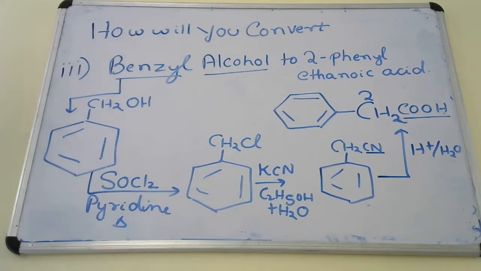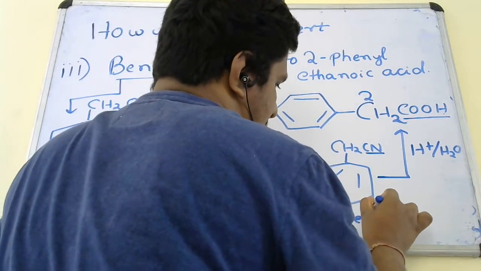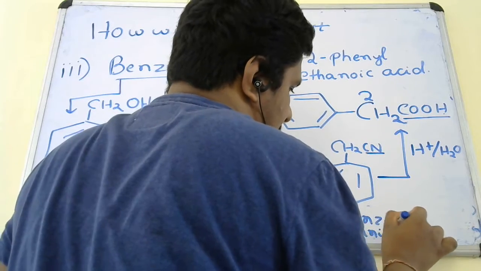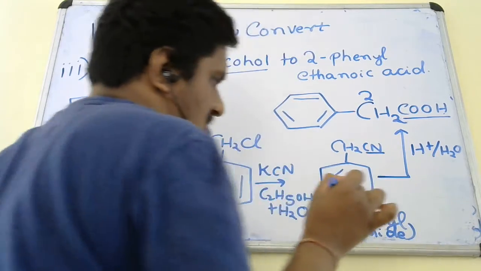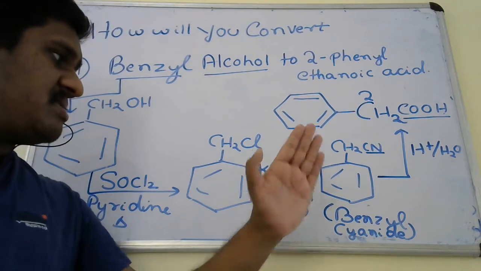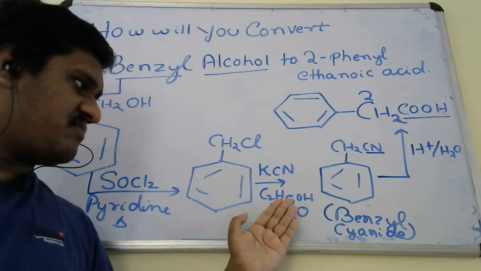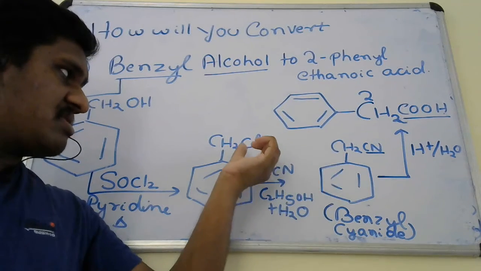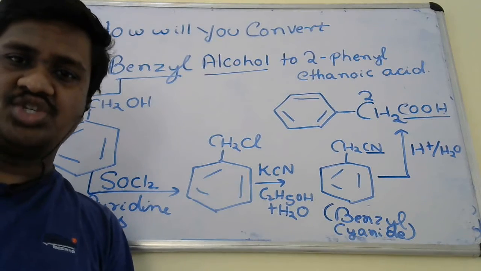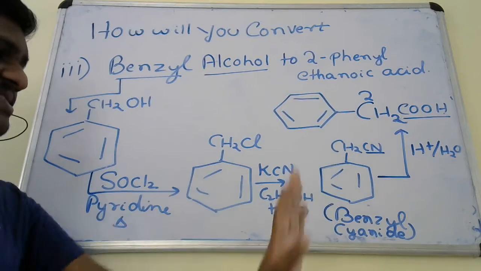This compound is called benzyl cyanide. Benzene with CH2CN is called benzyl cyanide. When we provide benzyl chloride with KCN, C2H5OH and H2O, in place of chlorine we get the cyanide group. This is a nucleophilic substitution. Then we got benzyl cyanide.